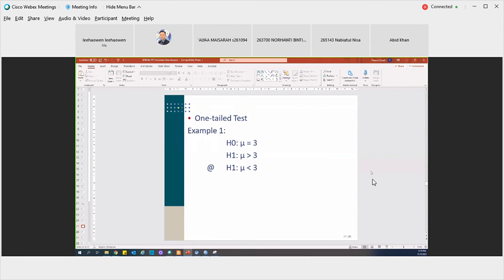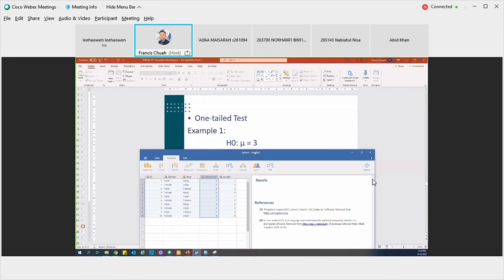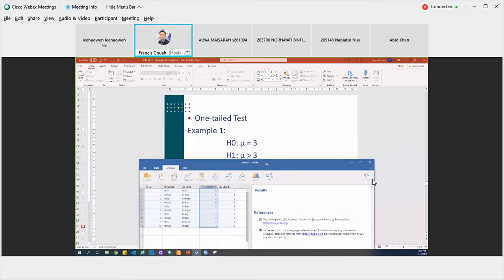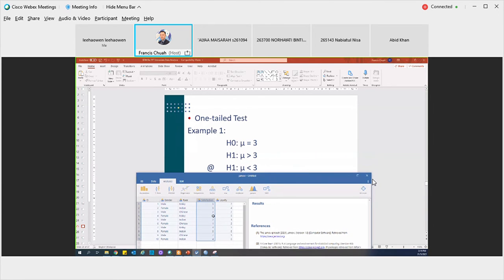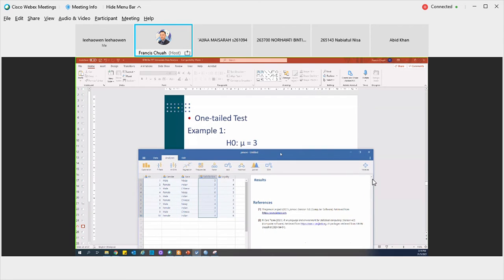Betul tak? Okay. So in this case, I speculated that the mean is 3. The other possibility apart from the mean is 3 is either the mean will be larger than 3 or the mean will be lower than 3. Yes or no? Betul tak? This is my speculation.